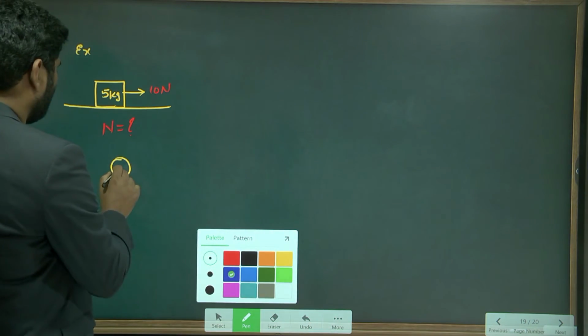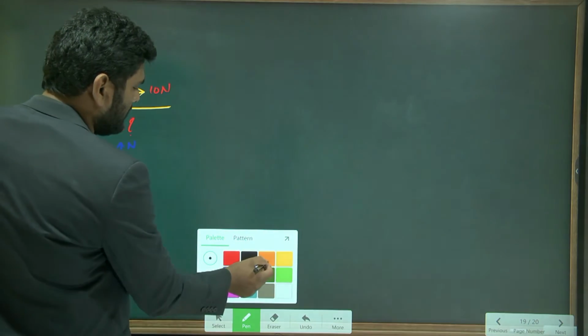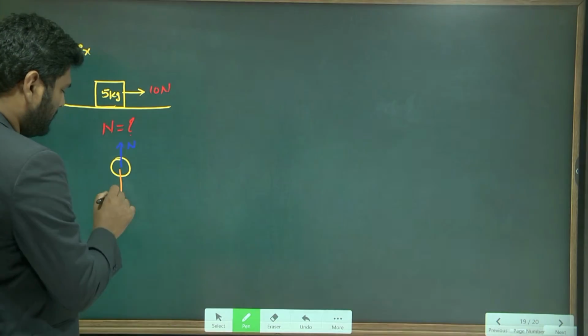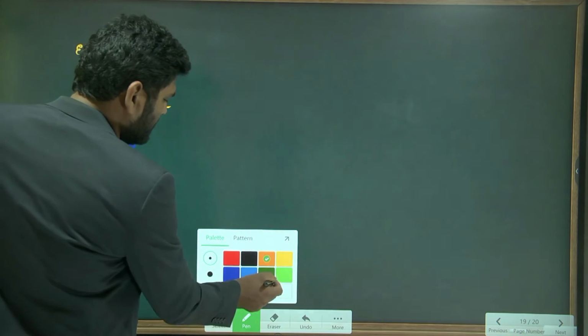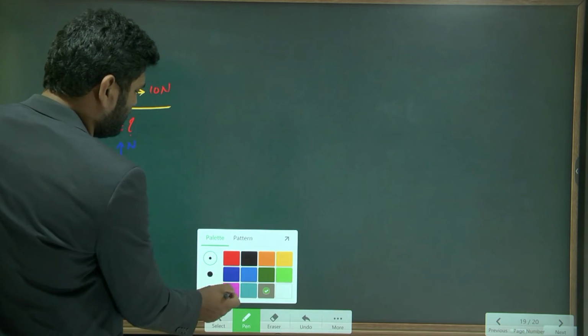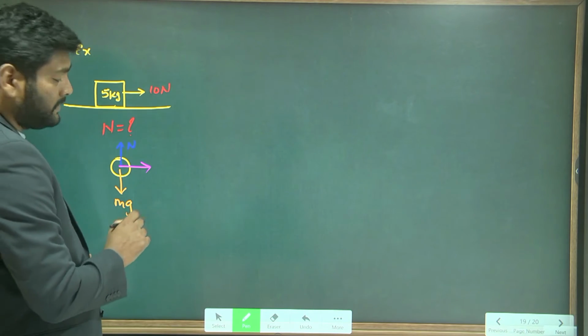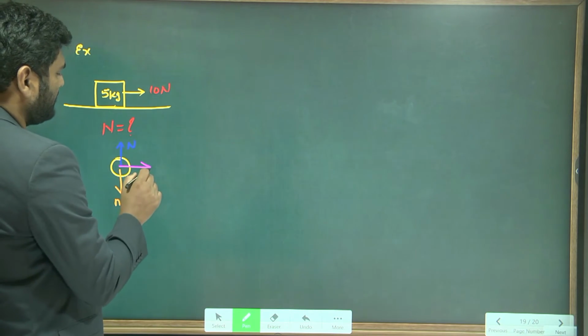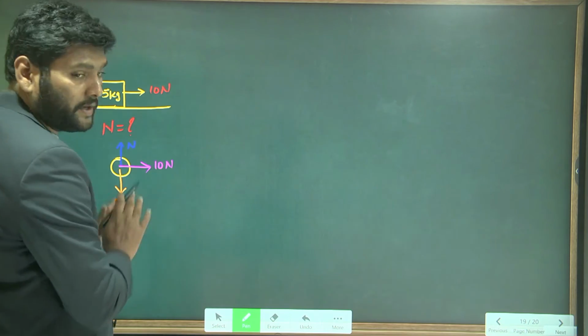Normal, gravitational. Very good. Normal is acting upward, gravitational force, mg, is acting in the downward direction. Next, tell me, along the x-axis, how much force is acting? 10 newtons. This is the way to draw the free body diagram.